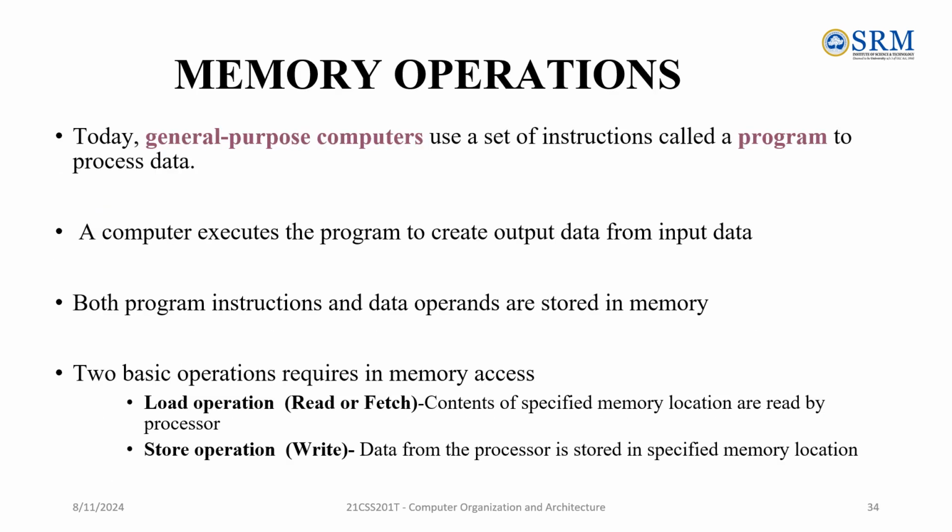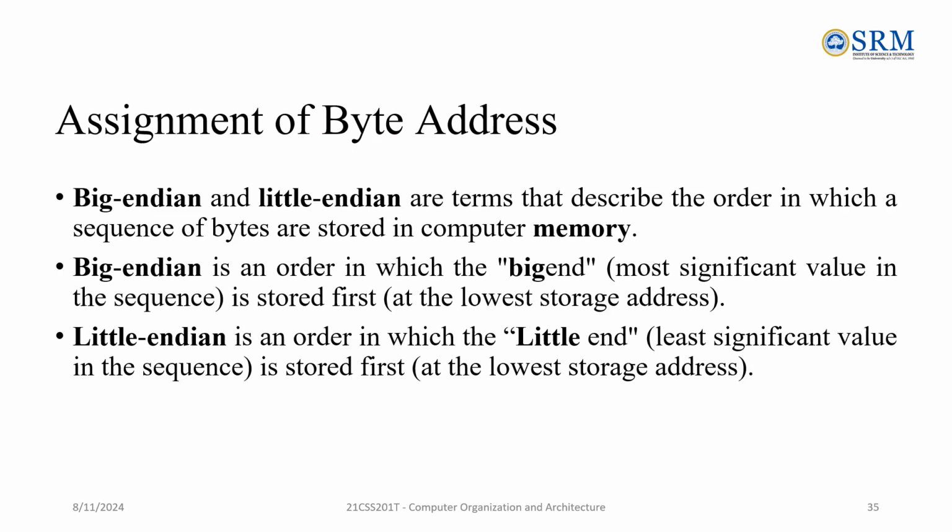So memory operations. There are basically two types of memory operations. First is the load operation and second is the store operation. Load operation is also called read or fetch. Contents of the memory are loaded into the processor, and the store operation is called the write operation. So data from the processor is processed and stored in the memory location.